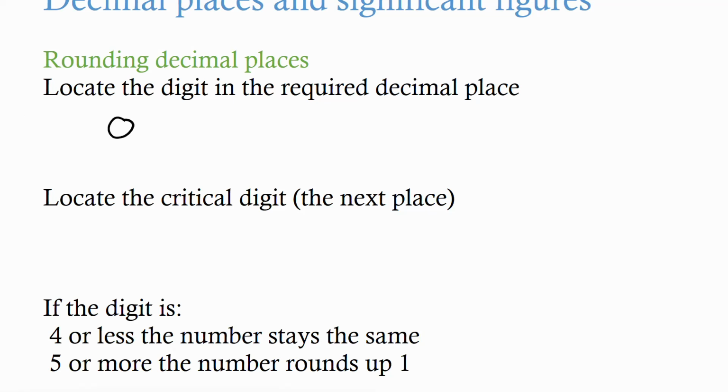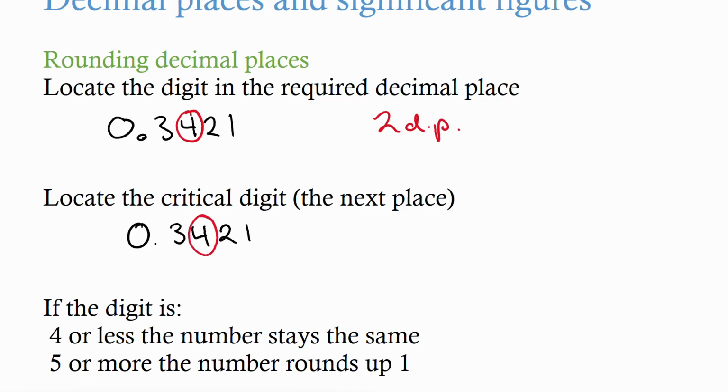So let's say we have the number 0.3421 and we want to round it to two decimal places. We need to locate the number in the required spot. That's the 4 we're looking at. Now, the next step is to locate what we call the critical digit, which is just the one to the right of it. So if we have 0.3421, this is our original digit, and this is our critical digit.